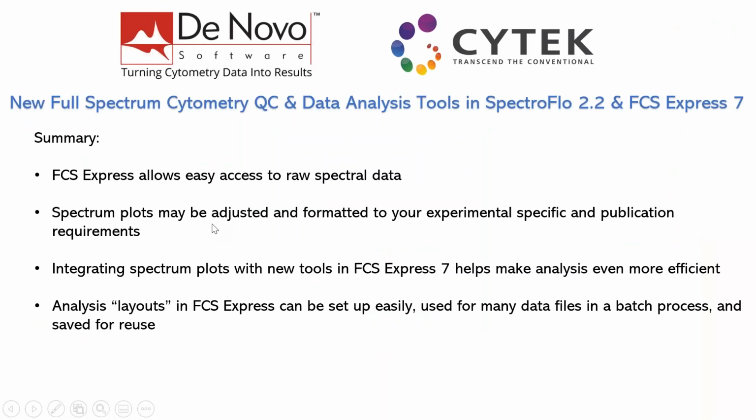So with that, I wanted to summarize that FCS Express 7 really allows you easy access to the raw spectral data. It doesn't mean that you have to use it all the time. It doesn't mean that you have to use a spectral plot. But if you need it, you can access it. You can work with any of the new formatting tools in the software to get that spectral plot to look like what you need and how you like to view it. And you can format those so they're specific to your experiment, or they meet specific publication requirements.